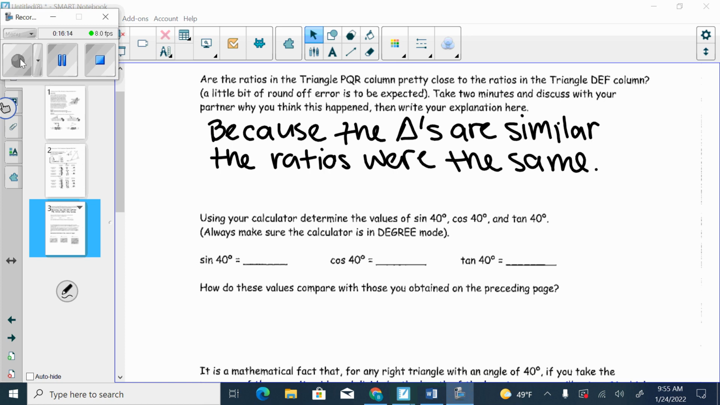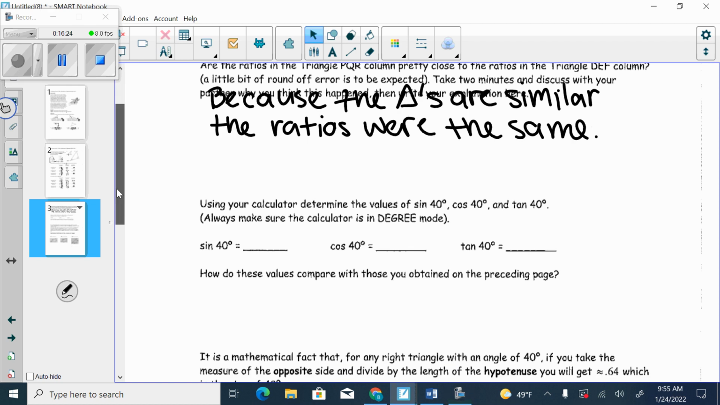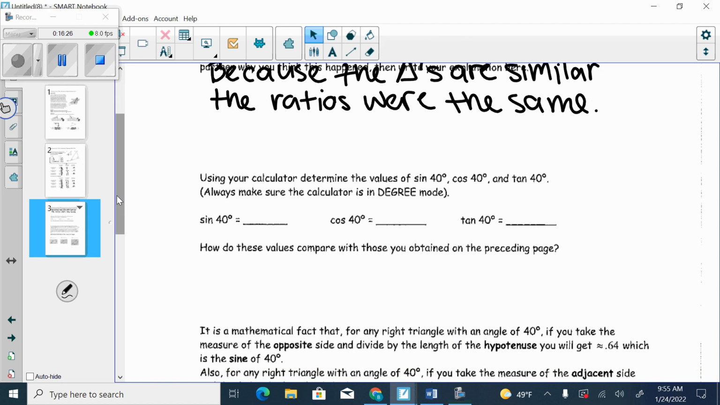After you have chosen the correct mode, close out of that. You can just press second mode. It'll go back to your home screen. And we're going to find sine, cosine, and tangent of 40 degrees. In order to do that, you're going to press the button that says SIN. Everybody see that on your calculator? Press that button and it should open a set of parentheses. Type 40 in the parenthesis, close the parenthesis, press enter. What do you get?